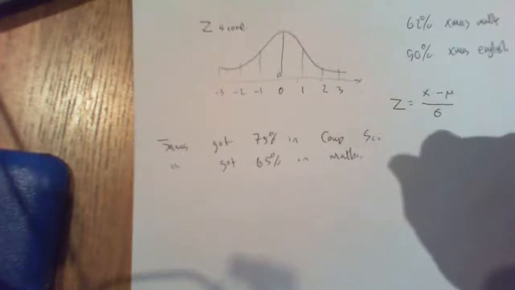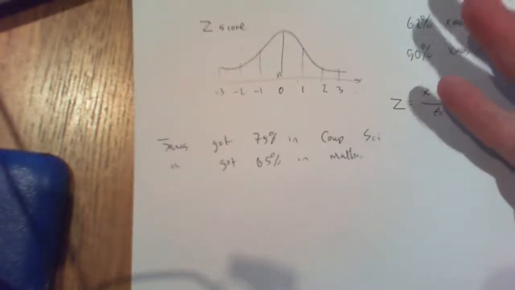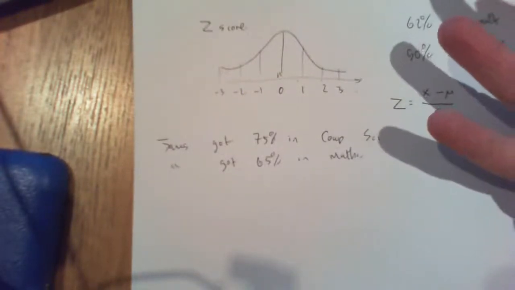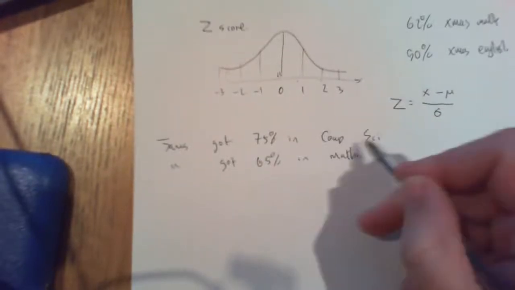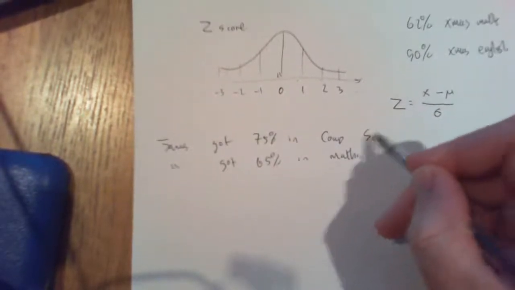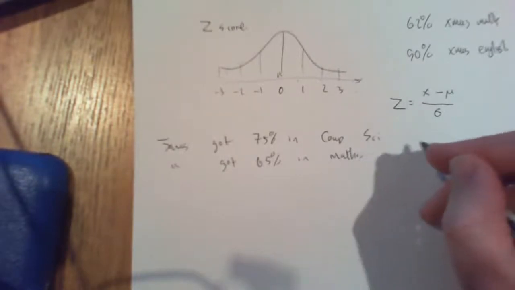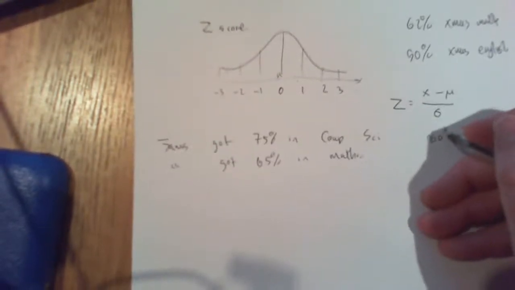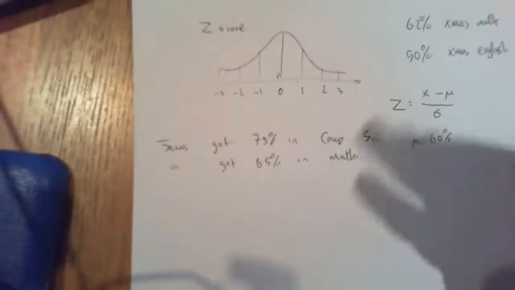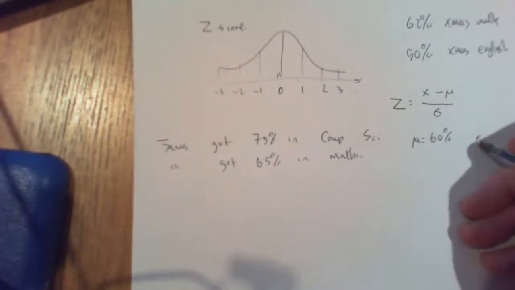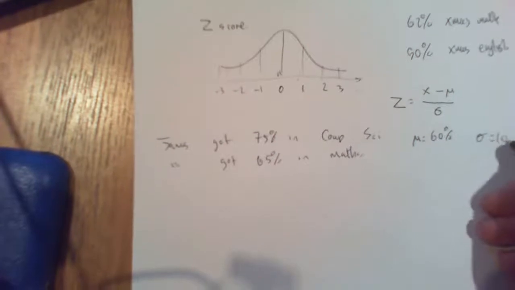And the question is, we need to figure out some information. What his teacher tells James, so he can go home to his mom and explain it to her, is that the mean mark in computer science was 60%. So that was the mu. And the teacher also said there was a standard deviation of 10.